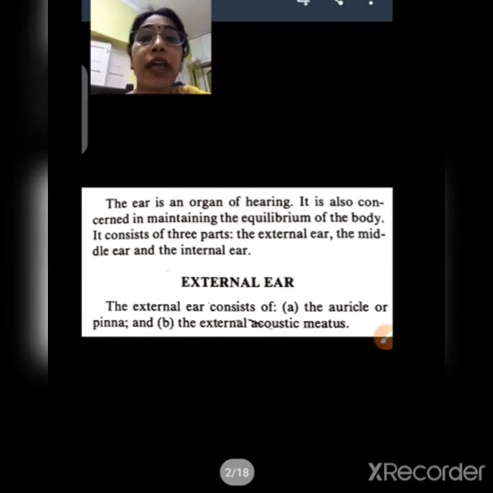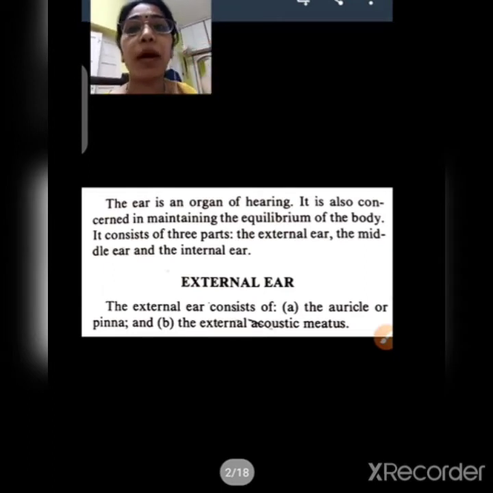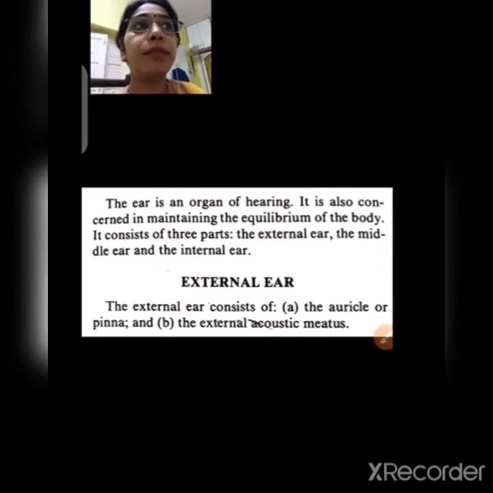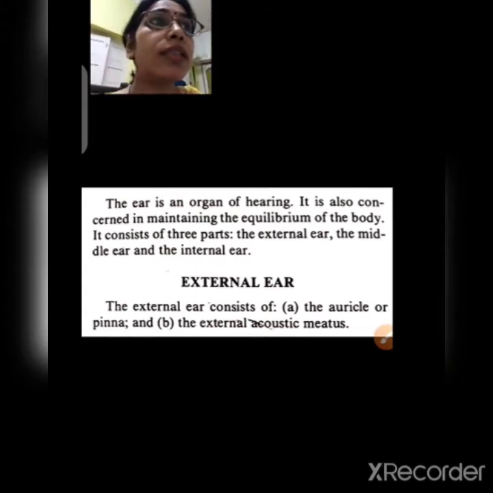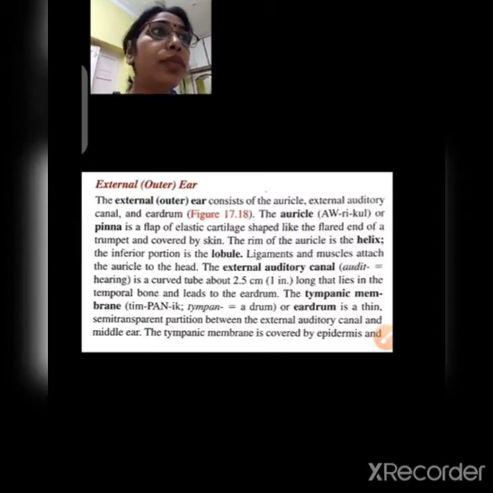Now the external ear consists of two parts: the auricle, which is called the pinna, and the external acoustic meatus, means the part which is present outside. Now the external or outer ear consists of the auricle, the external auditory canal, and the eardrum. These three parts are present in the external or outer ear.